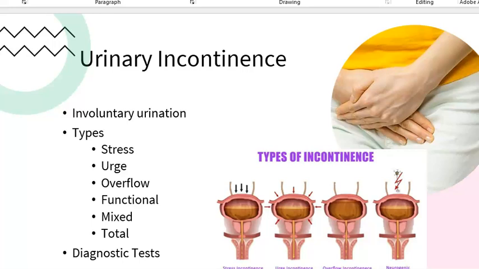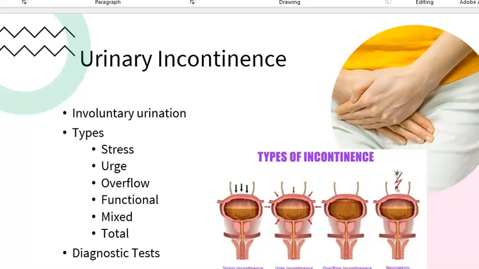So some of your types: stress. This is a loss of urine due to pressure applied. It's more common in women. Lifting, coughing, sneezing. Urge. This is a strong urge to void that precipitates involuntary loss of urine. This is usually seen more in the elderly. They just can't make it to the bathroom in time. Overflow is just an inability to empty the bladder. It leads to distension and frequent loss of small amounts of urine. So they're not completely emptying their bladder, just a little bit of urine is lost at a time.